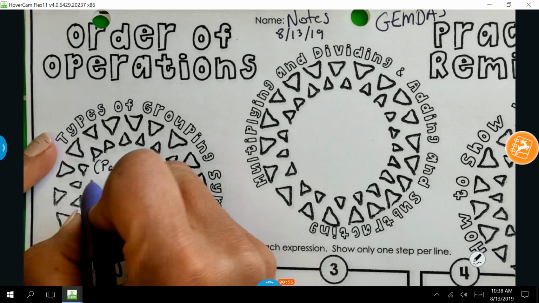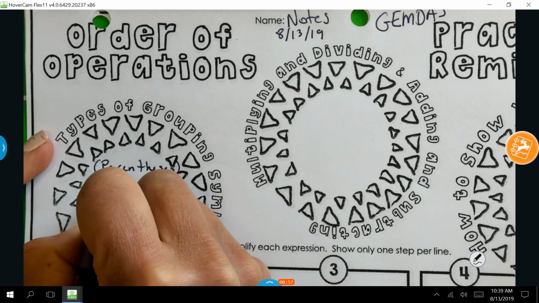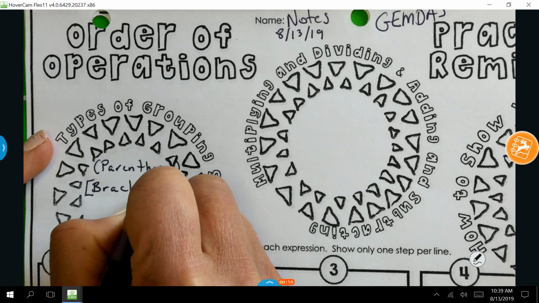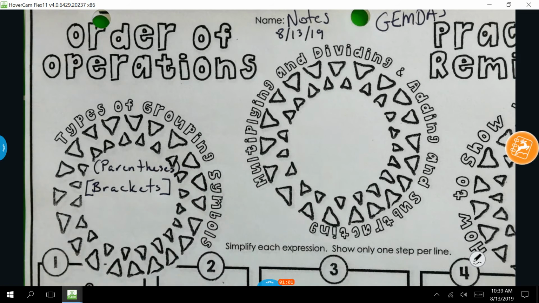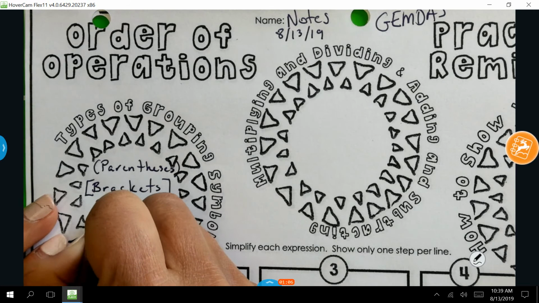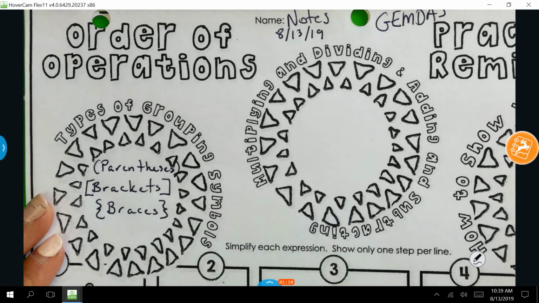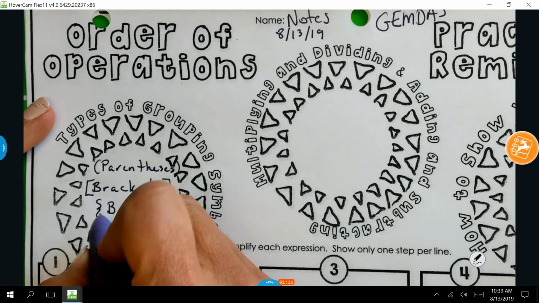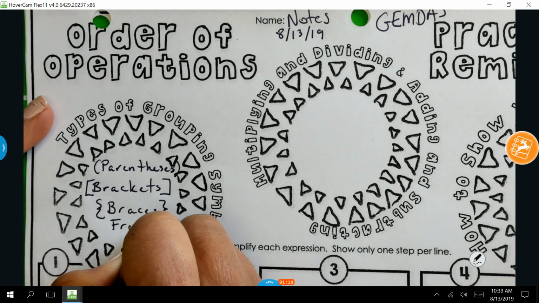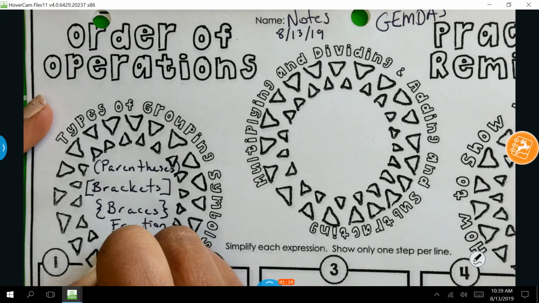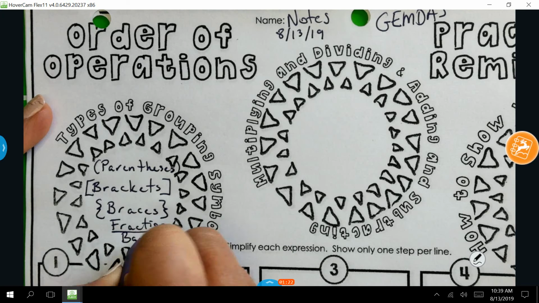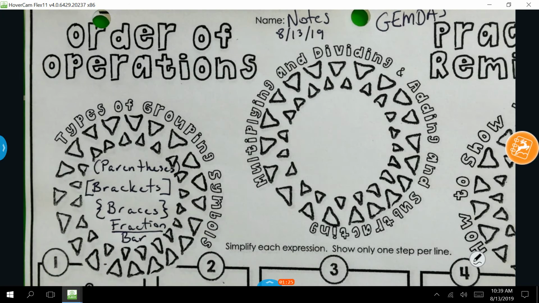You may see brackets. You may see braces. And finally, you may see a fraction bar, and I don't mean something simple like 1/4. I mean something like you can see in example 5.